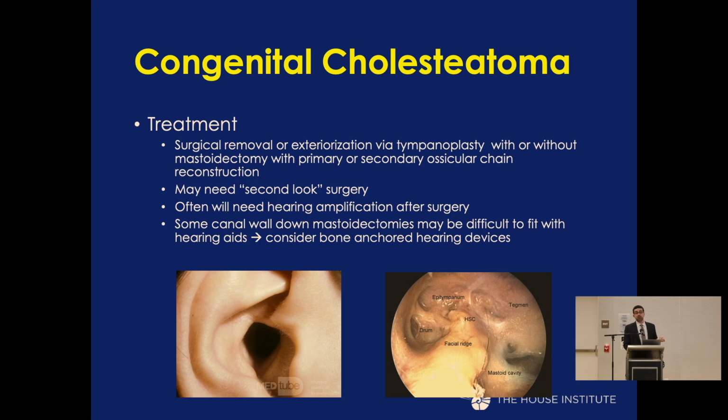If they need a second look, we always counsel them, hey, just wait on your hearing aid. Let's just do your second surgery, and we'll do a reconstruction, usually at the second surgery. And then once that has healed, you can go back for your hearing aid fitting and evaluation, because as I mentioned, oftentimes if you do a canal wall down mastoidectomy, hearing is not going to be normal. And even if you do an ossicular chain reconstruction, oftentimes they're still going to have an air-bone gap.